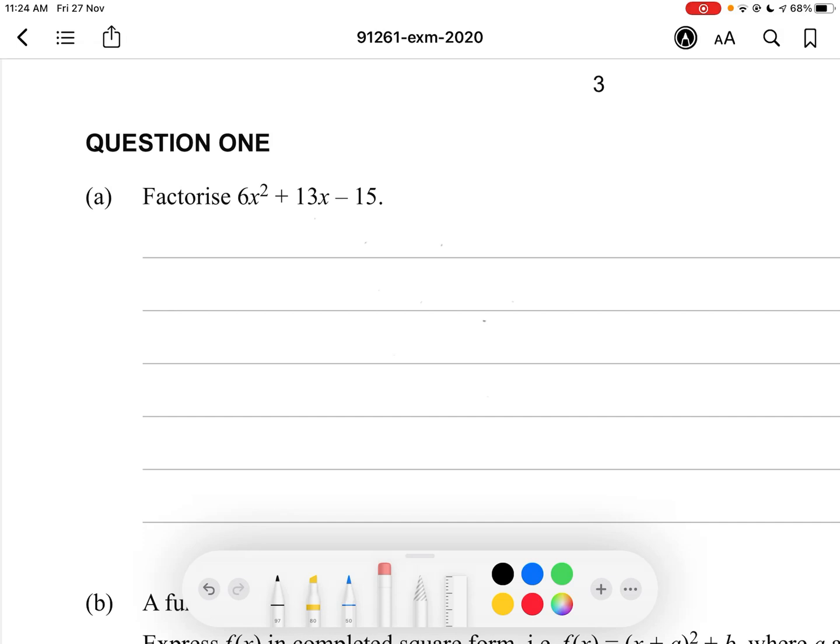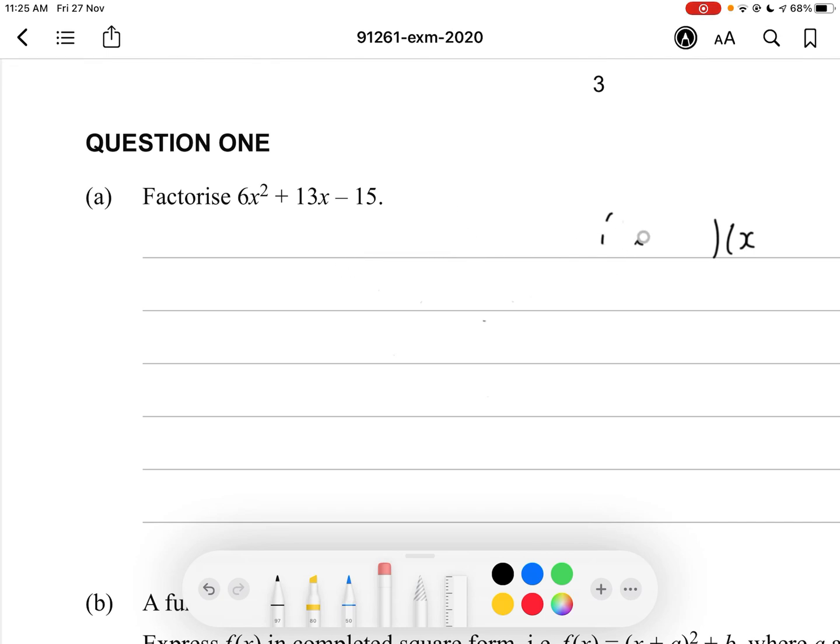So question 1, we're going to factorize 6x squared plus 13x minus 15. For this question, there's actually a lot of ways we can do this. A very common way is you guess and check with the factors of 6. So for example, you have a bracket of 3x over here and 2x over here, and 6x and x. And then you just try to guess the numbers that multiply up to negative 15 and add to 13. But this way is just guess and check. It could take a while.